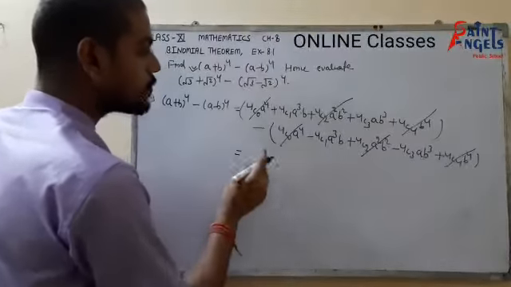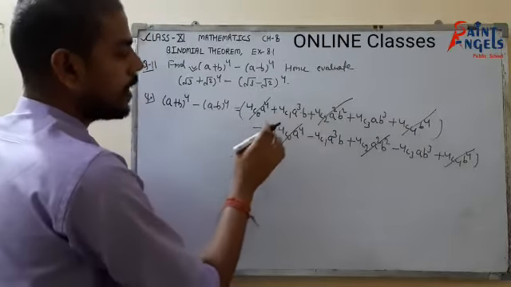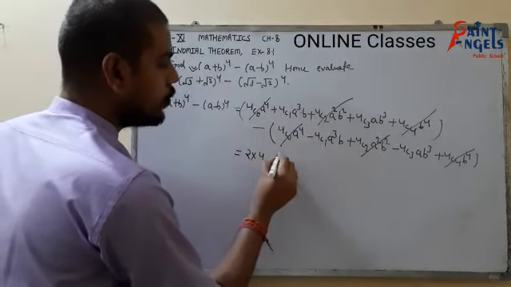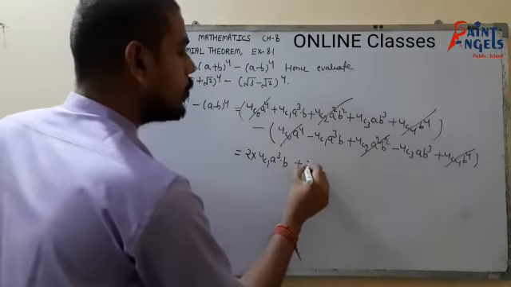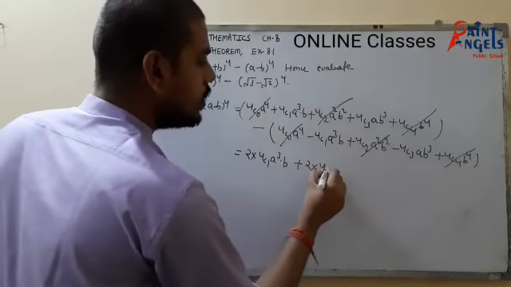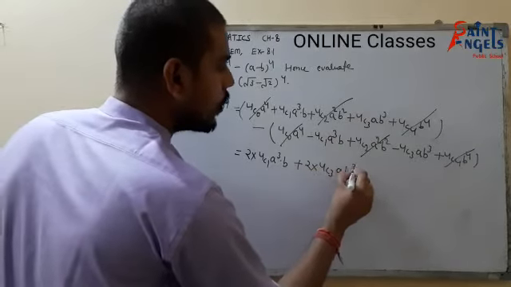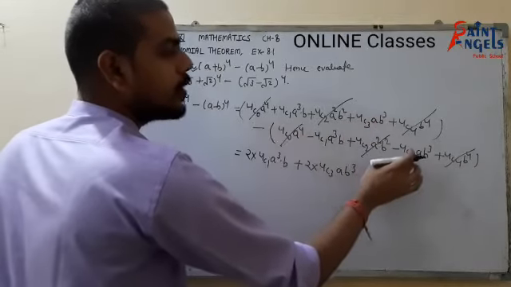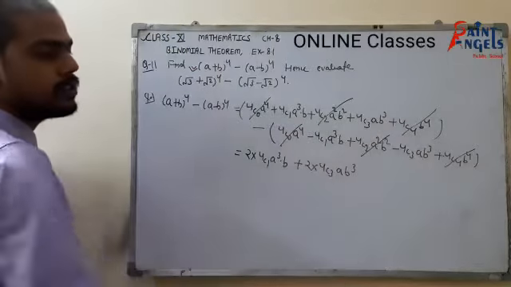So now we have 4c1 a cube b, and minus minus plus, so we have 2 into 4c1 a cube b. We have twice of 4c3 ab cube. Okay, 1 4c3 ab cube over here and minus minus plus 1 4c3 ab cube here. It means what? 2 4c3 ab cube.